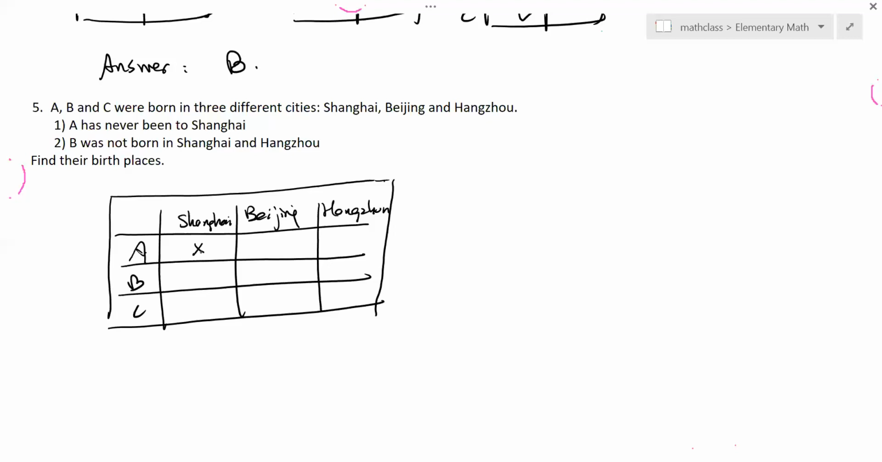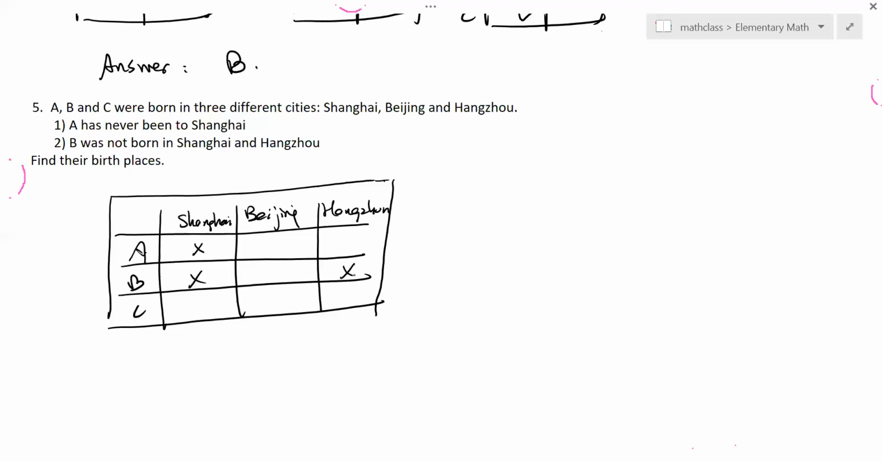Now, B was not born in Shanghai, and we are talking about birthplace, right? So B was not born in Shanghai and Hangzhou. Any other statement we have? Based on that, you can gradually figure out the puzzle.